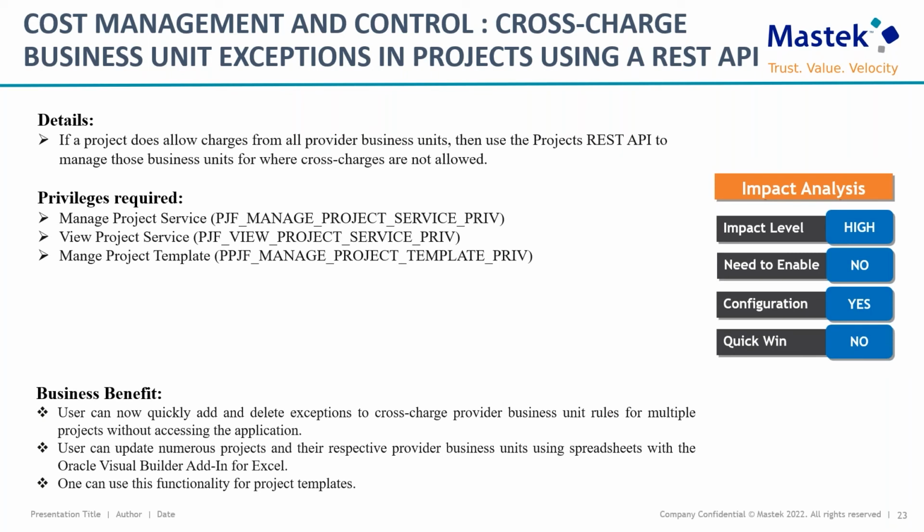But when the number of BUs is large and the user allows just a few BUs to park their cost on a particular project, then it becomes a tedious task to add all the other BUs one by one. But after this new feature, it is more time saving and effective to add or delete all these BUs in exceptions in multiple projects through the REST API in a single click.